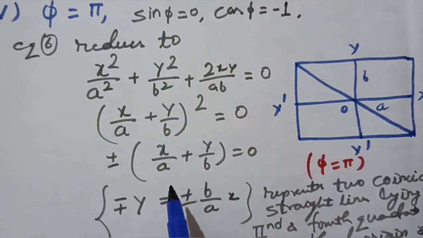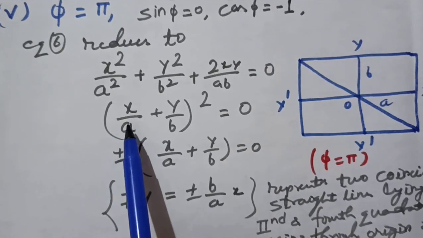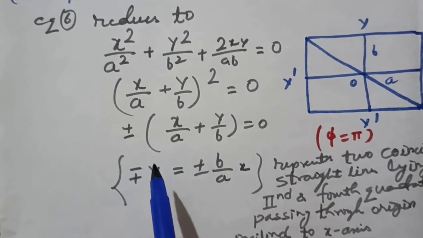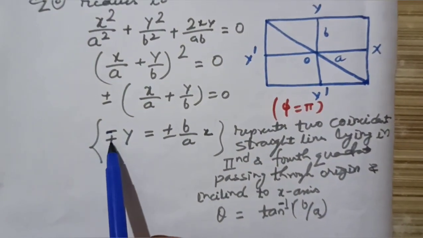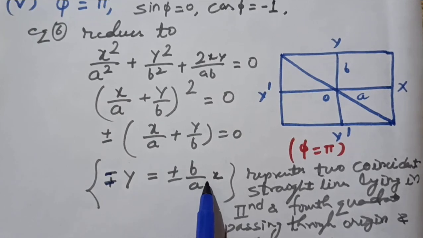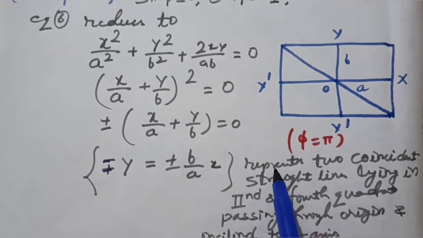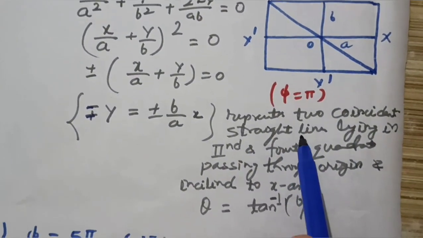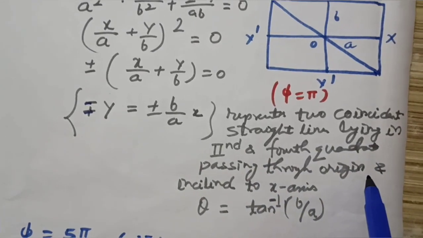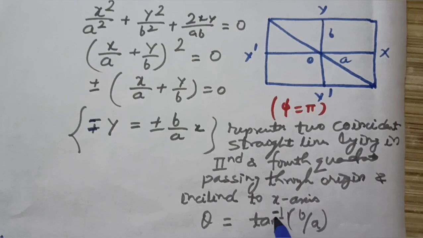If you just again solve it, you will obtain this type of equation, (x upon a plus y upon b) whole square, is equal to 0. This is again, you will just see, y equals plus or minus b upon a times x here, and you will just see that it represents two coincident straight lines lying in the second and fourth quadrant, passing through the origin and inclined to the x-axis.